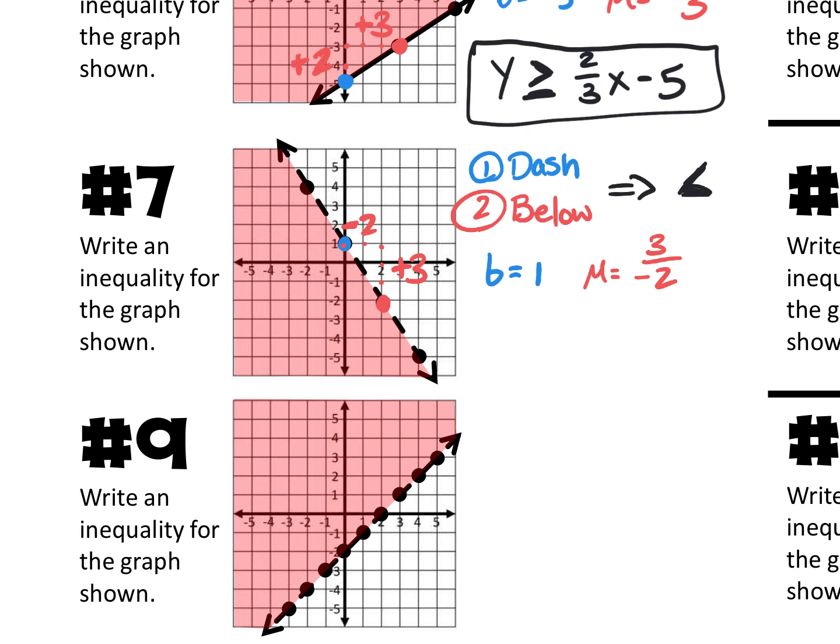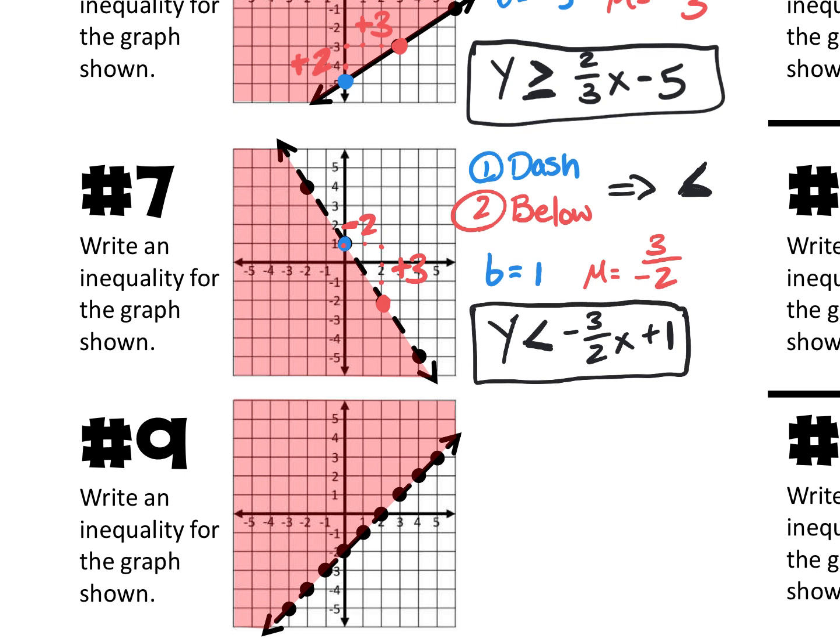That is all the information I need to write the equation. y is by itself. I've got a less than sign. Negative 3 over 2 x, because that was your m value, plus 1, because 1 was your b value. And that has created my inequality.